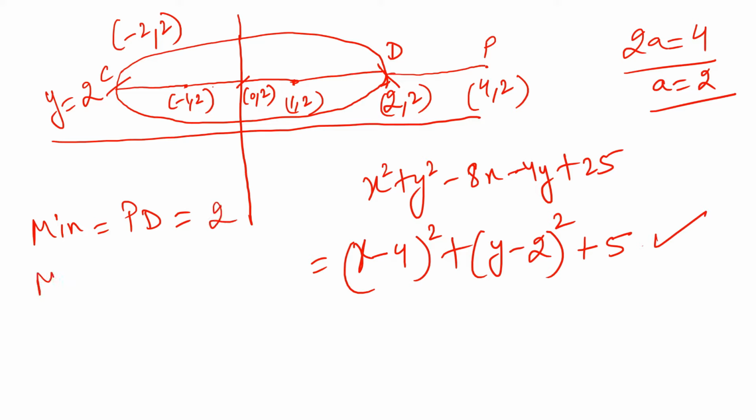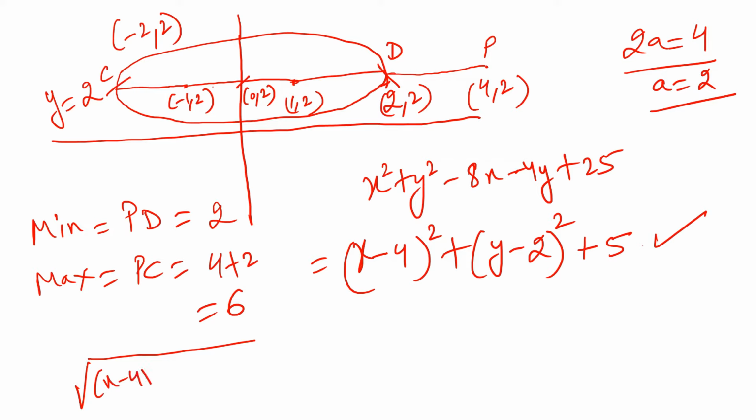Fine. Similarly, the maximum distance is going to be PC, and that is going to be 4 + 2, that is 6. Fine. So now I know that the expression √((x - 4)² + (y - 2)²) will lie between 2 to 6. Why? Because we have found the maximum and the minimum distances of the point (4, 2) from the ellipse, and they are coming to be 2 and 6.